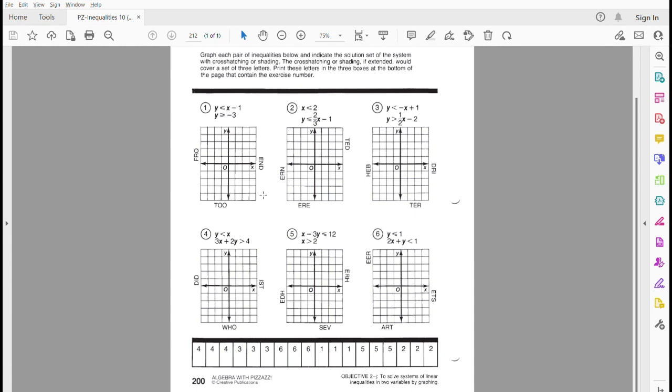So for example, if I do number 1 and this TOO is in my solution area, then I would put a TOO next to the ones. I don't know if that is the answer, but that's how this works. Let's give it a shot.